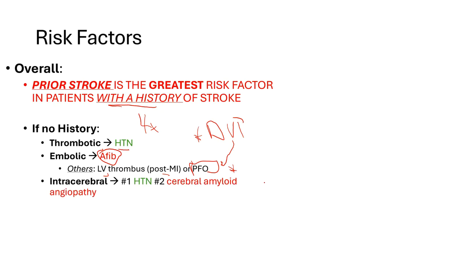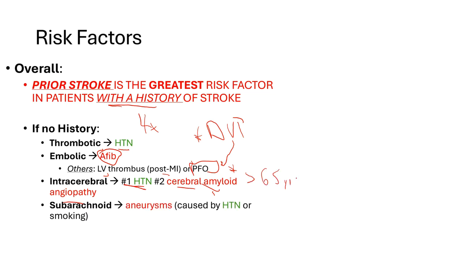For intracerebral or hemorrhagic stroke, the number one cause is high blood pressure. Hopefully this makes sense. As the pressure accumulates, this causes a rupture. The second cause is something known as cerebral amyloid angiopathy, which is where amyloid beta protein deposits in the walls of small to medium-sized blood vessels, making them extremely fragile and prone to bleeding. This is typically seen in the elderly, typically greater than 65 years old.